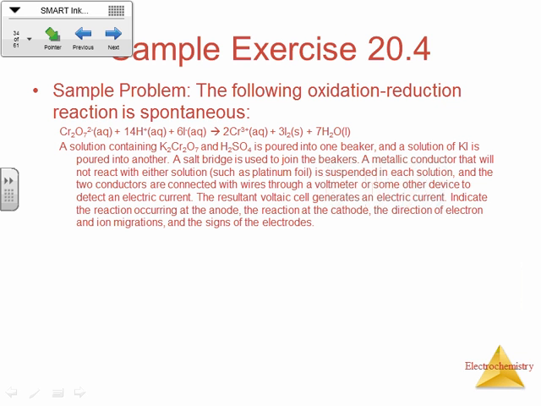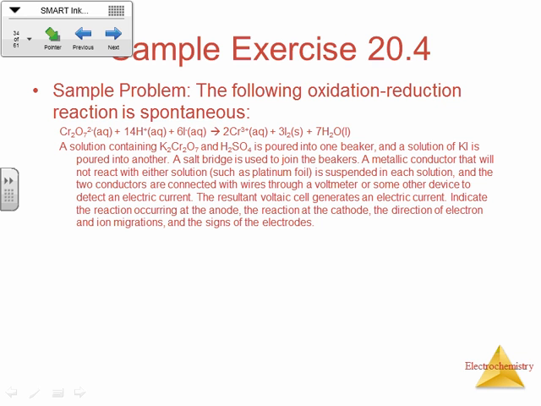All right. So here's a sample exercise, and then we'll be done. The following oxidation reduction reaction is spontaneous. Kind of a long one. A solution containing potassium chromate and H2SO4 is poured into one beaker, and a solution of KI is poured into another. A salt bridge is used to join the beakers. Good, we've got a salt bridge, so this should continue to flow.